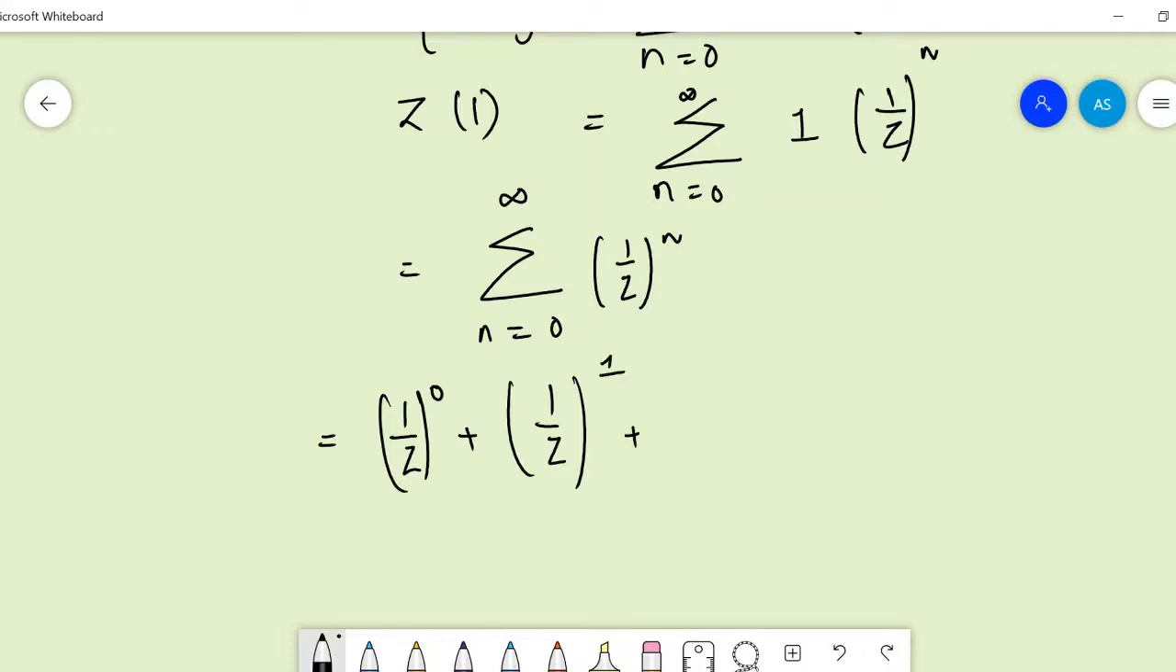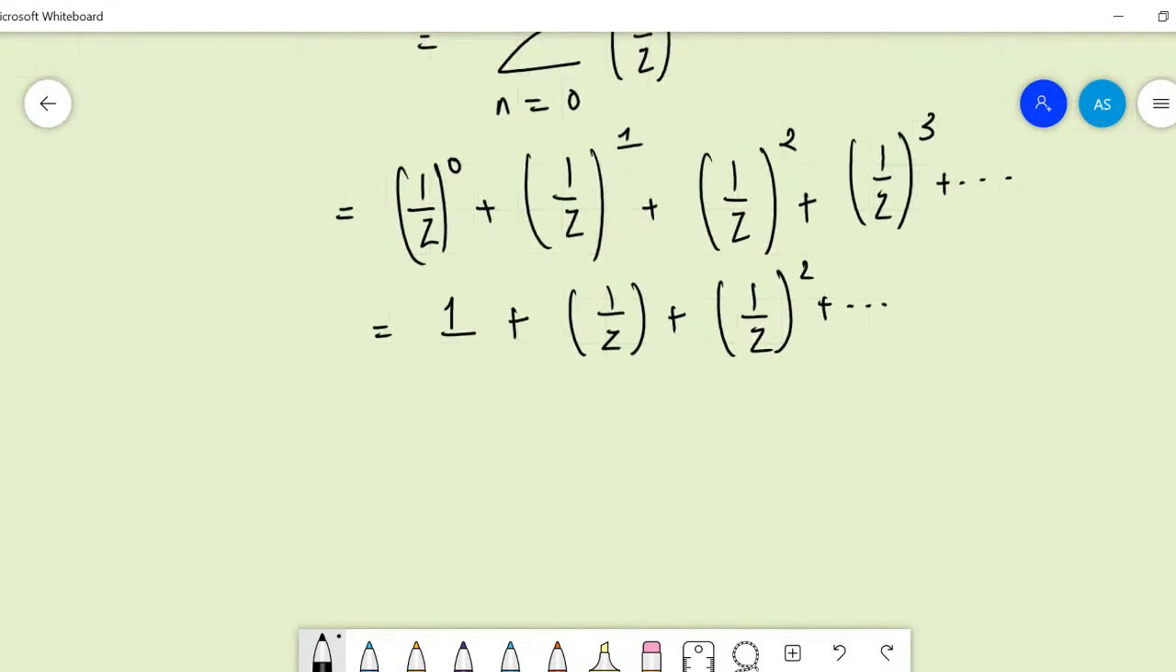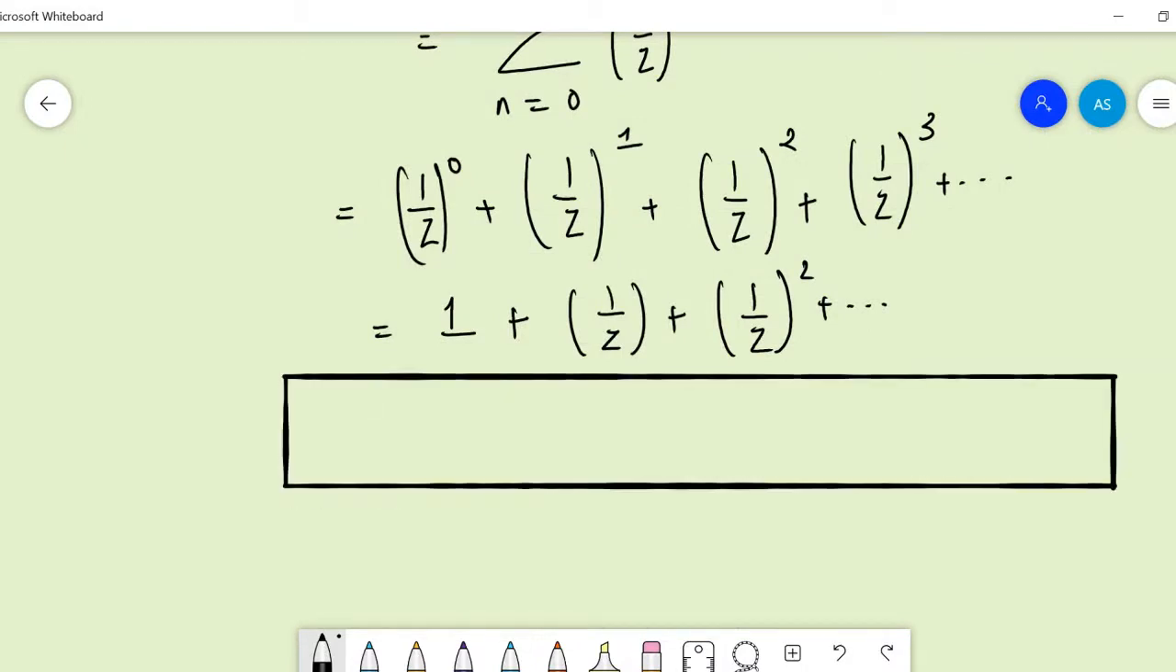1 by z whole power 2, 1 by z whole power 3 plus etc. So anything power 0 is 1: 1 plus 1 by z, 1 by z the whole square plus etc. This is of the form 1 minus x whole power minus 1, that is 1 plus x plus x square plus etc. So in place of x we are having 1 by z here.